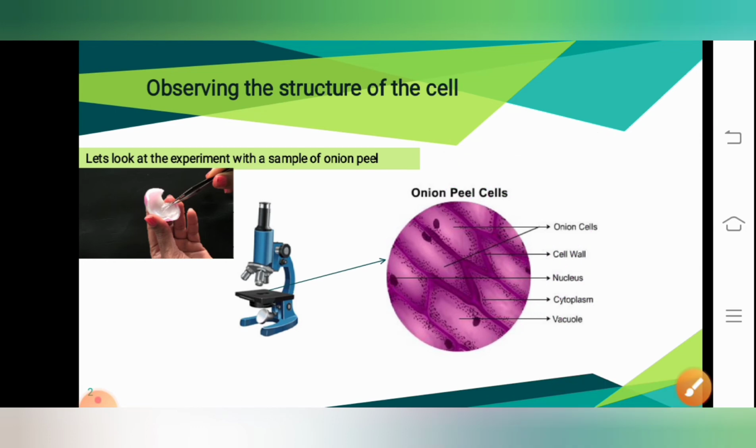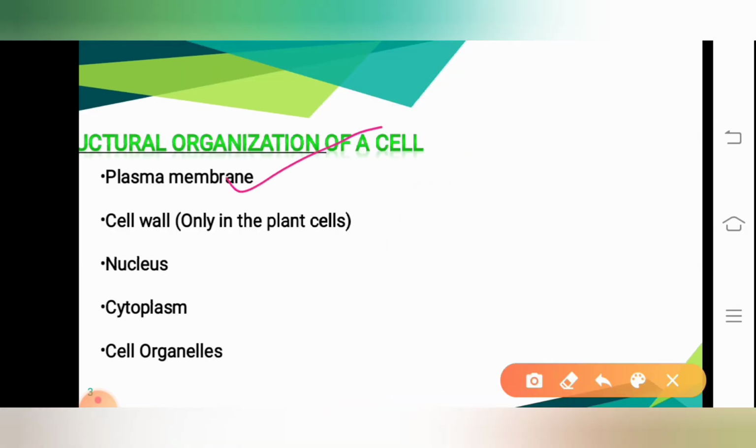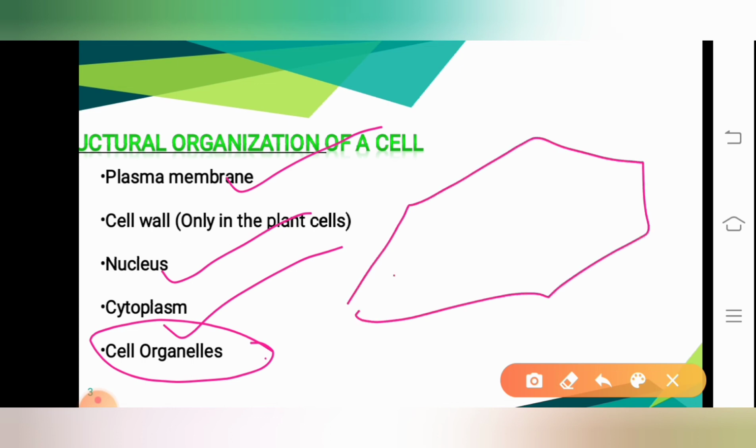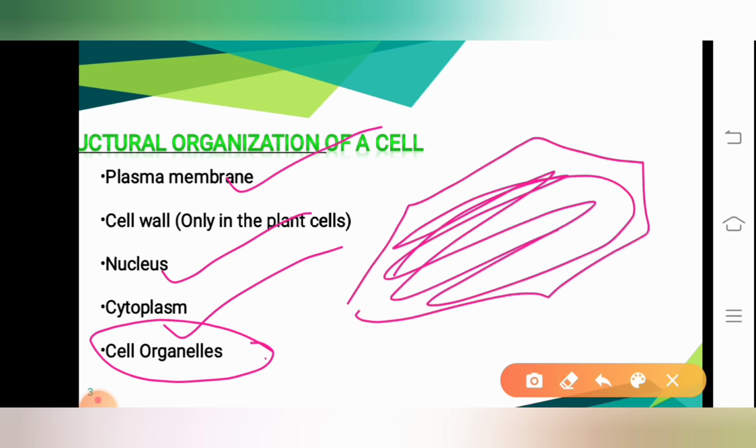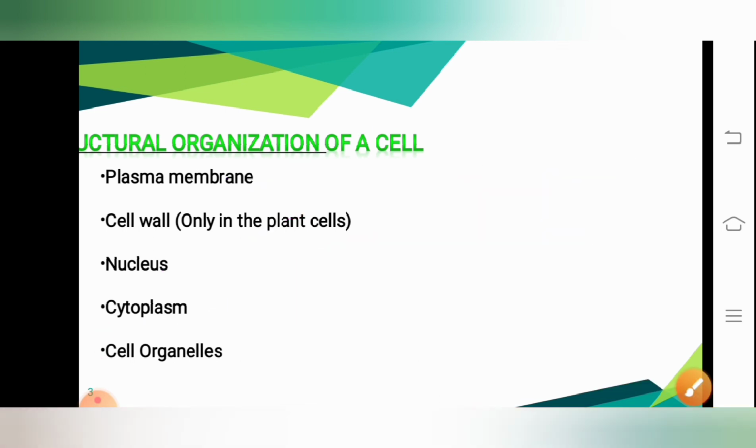Apart from the plasma membrane, nucleus and cytoplasm, there are also some other cell organelles present inside the cell. The cell organelles are actually the different components of the cell. They are present inside the cytoplasm, because the cell contains some kind of liquid-like material, right? Inside this liquid-like material there is the presence of cell organelles. We will talk about the cell organelles in detail in further sessions.